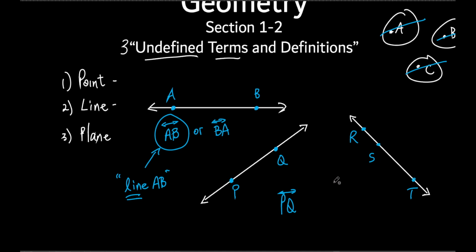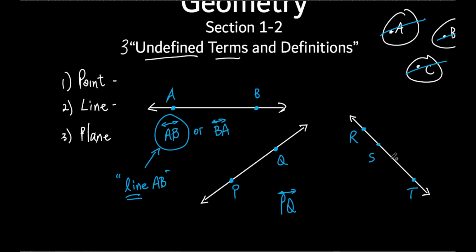So give me some names we could call this. We could call it R what? Line RS. Line RT. Line ST. And then I could just do the same thing but go backwards, right? I could call it line SR, line TR, and what's the other one I didn't do? TS, right? I could call it any of those, all right?